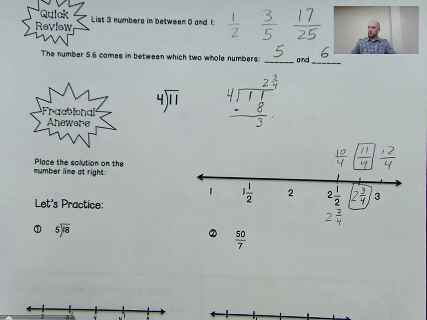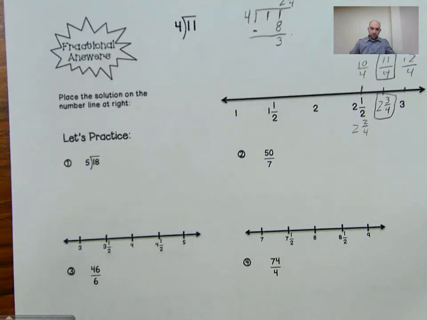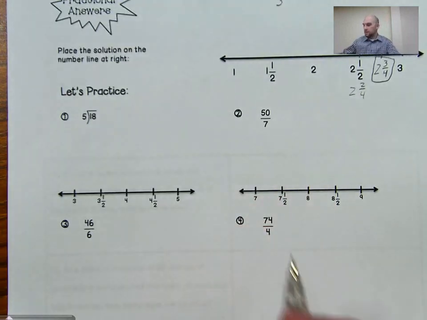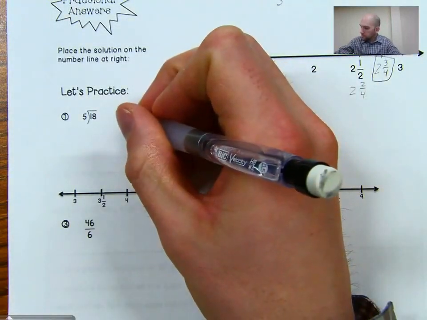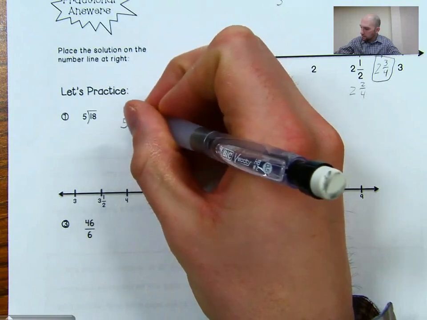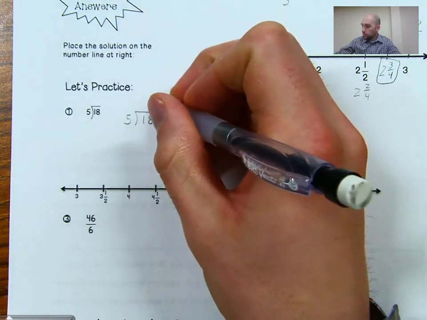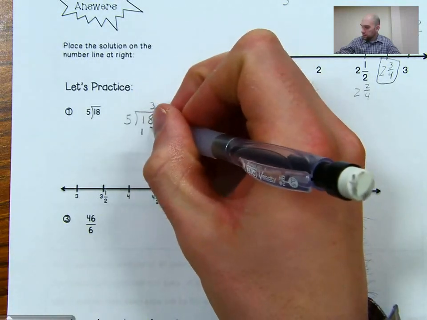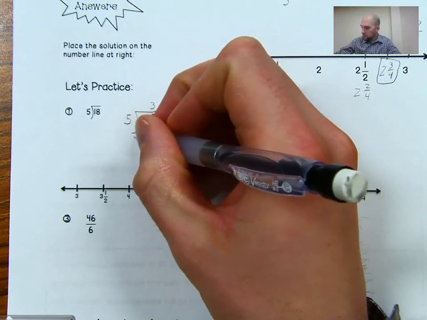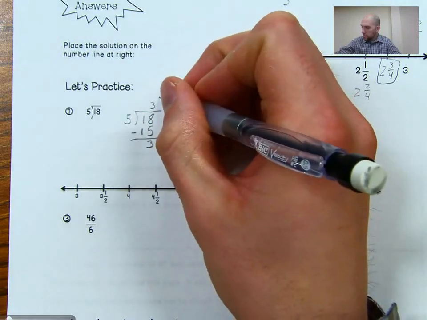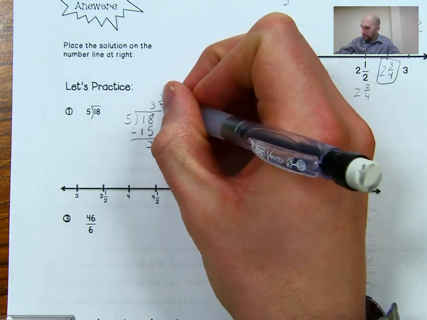We're going to practice the same thing with a few more number lines here. Let's look at number 1. It says 18 divided by 5. So when we divide 18 by 5, well, 5 goes into 18 3 times, so it goes 15. When we subtract 15 from 18, we're going to be left with 3. And we're going to end up with 3 3/5.